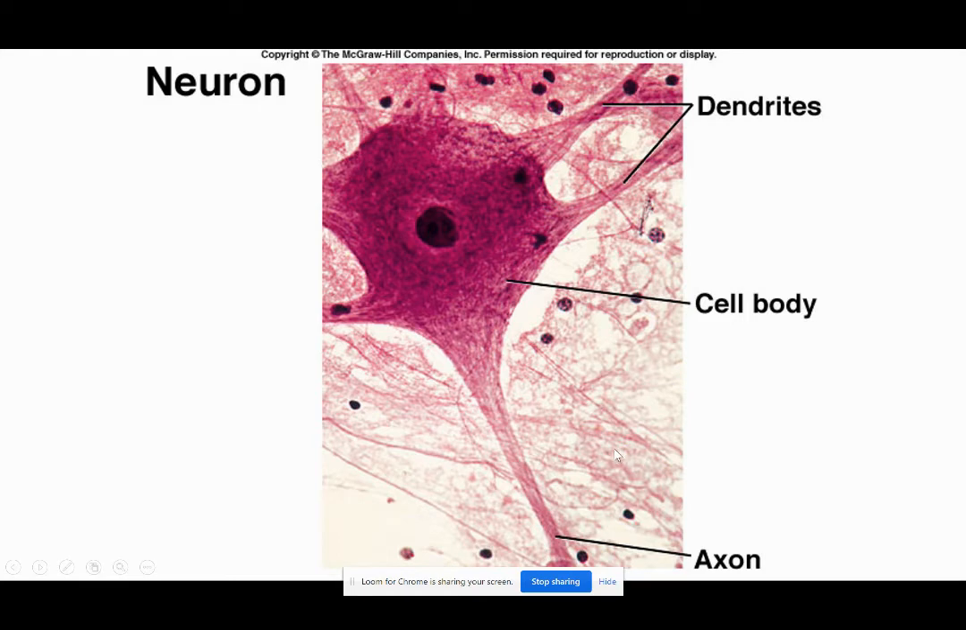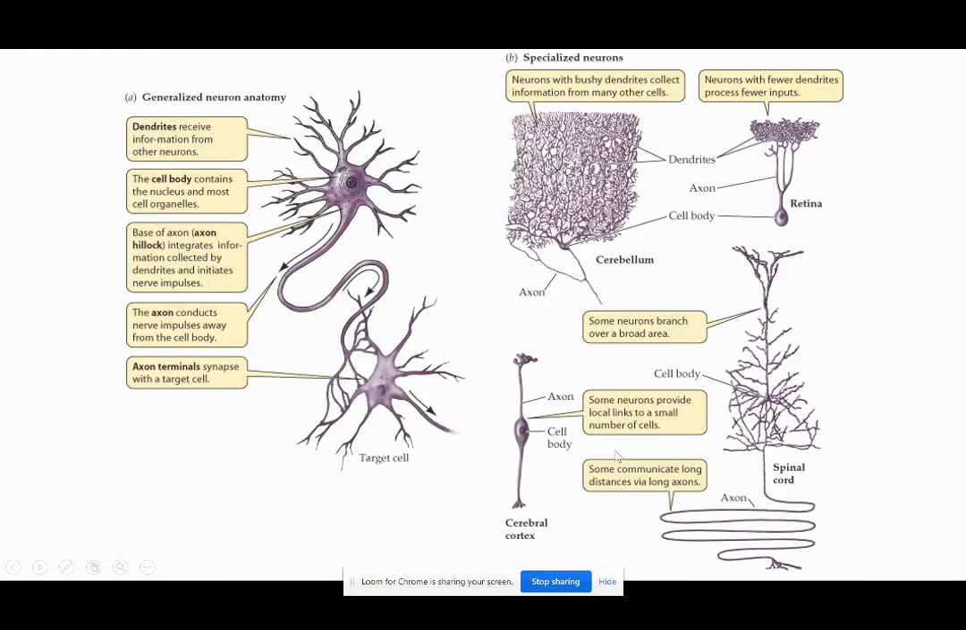There's a nice neuron. These are different kinds of neurons. So this is a generalized neuron that we typically draw, a motor neuron there. But if you look at the cerebellum, which is at the base of your brain, you can see how elaborate the dendrites are here versus the retina, which is at the back of your eye, or the cerebral cortex, the surface of your cerebrum. Over here versus over here.